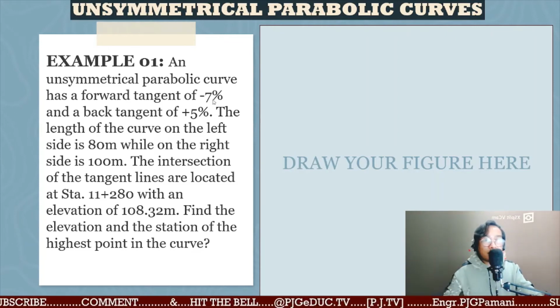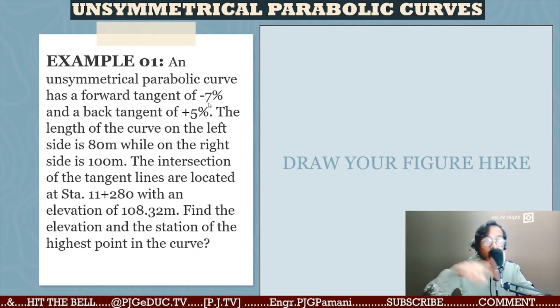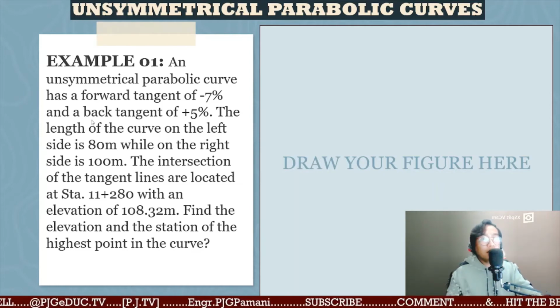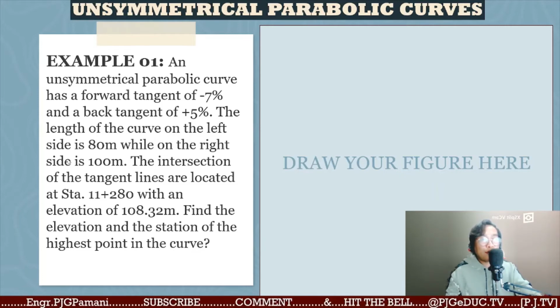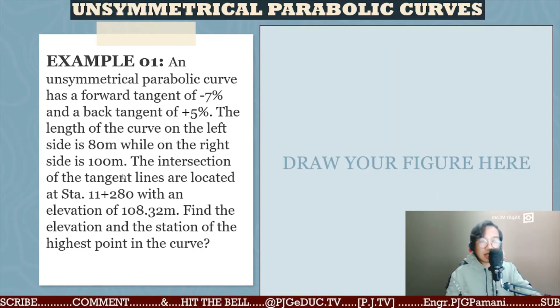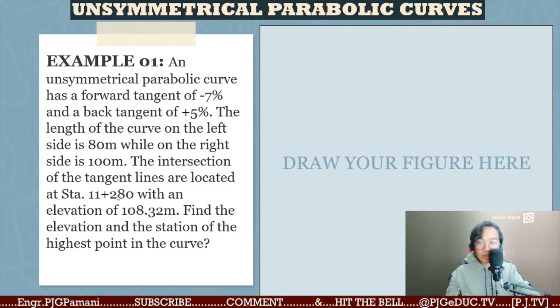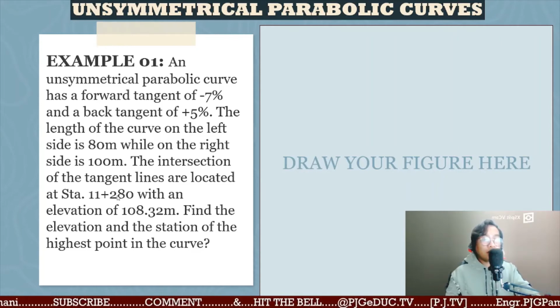Forward tangent of negative 7%. So, pataas yung ating curve. Meron tayong summit. Then, the back tangent of positive 5%. The length of the curve on the left side is 80 meters, while on the right side is 100 meters. The intersection of the tangent lines are located at station 11 to 80 with an elevation of 108.32 meters. Find the elevation and the station of the highest point of the curve.